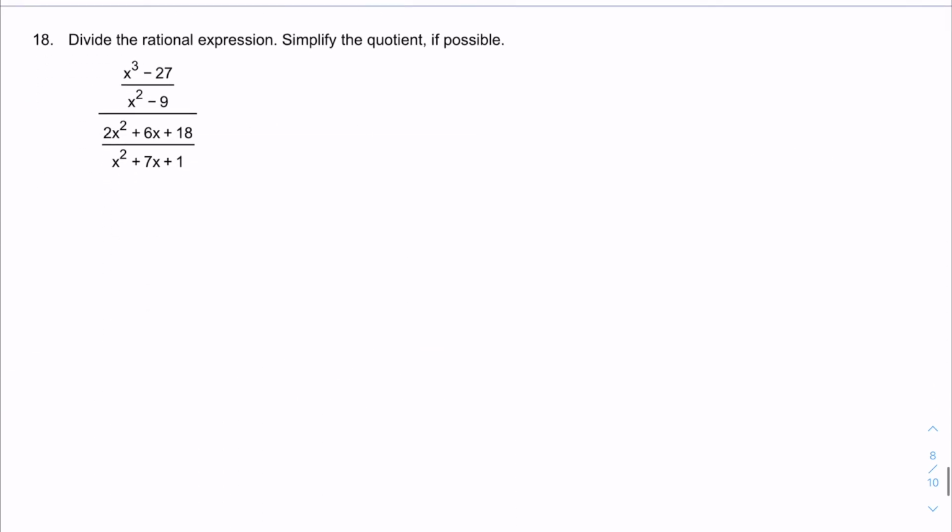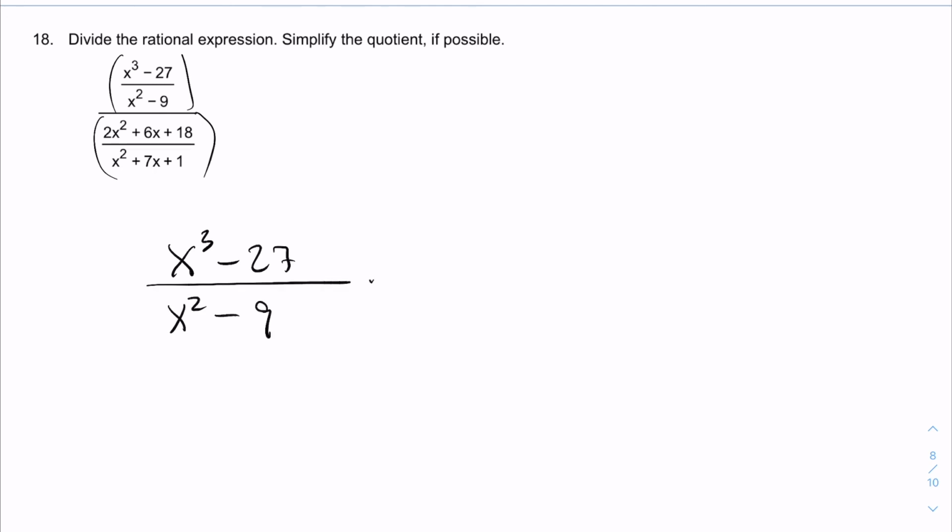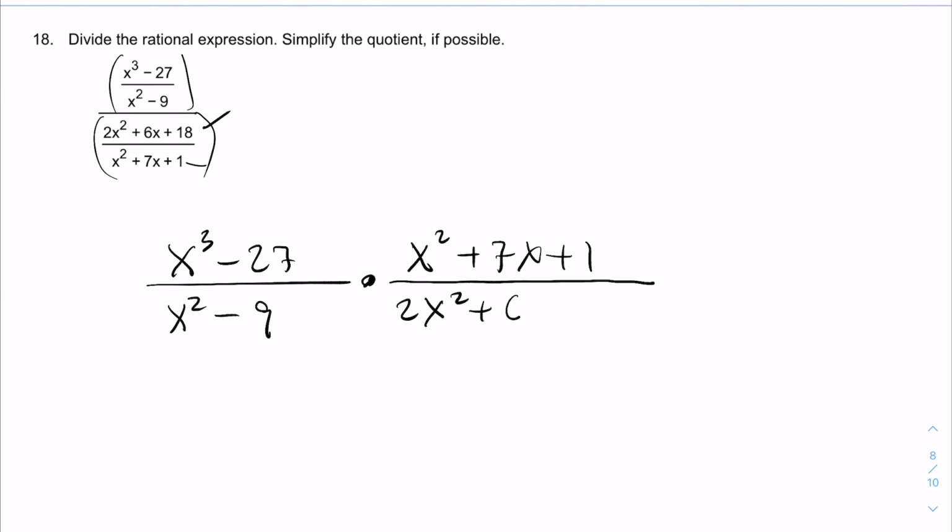Last problem, 18. Once again, we have a fraction divided by another fraction, so you know what to do. You take x cubed minus 27 over x squared minus 9, and you multiply that by the reciprocal. So this goes in the numerator, x squared plus 7x plus 1. And this is now my denominator of 2x squared plus 6x plus 18.